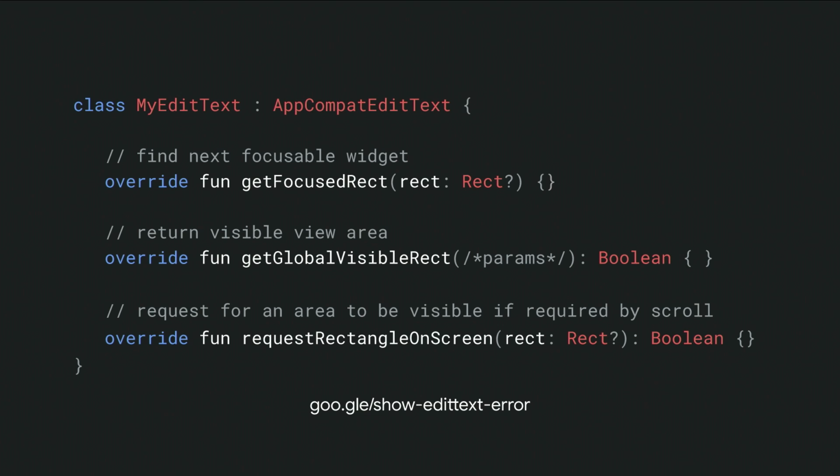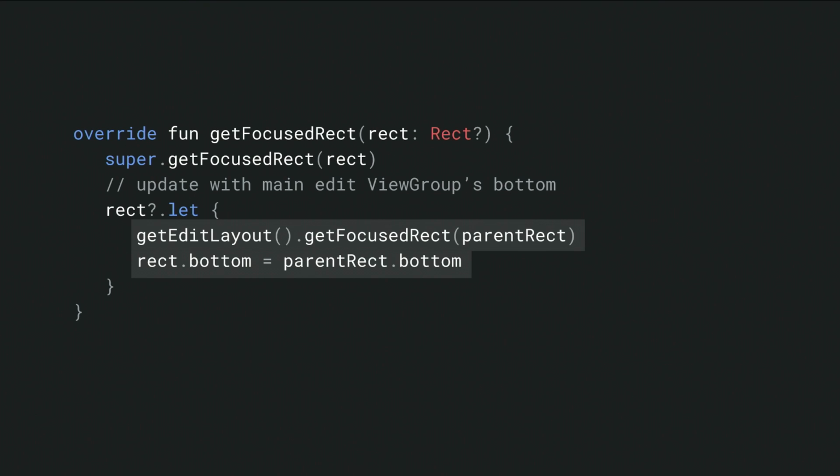getFocusedRect is used to find the next focusable widget, returns a rectangle or updates a rectangle. getGlobalVisibleRect defines the visible area of a view. And finally, requestRectangleOnScreen is used by EditText to request from the system to make a certain area visible in terms of the EditText where the cursor is.